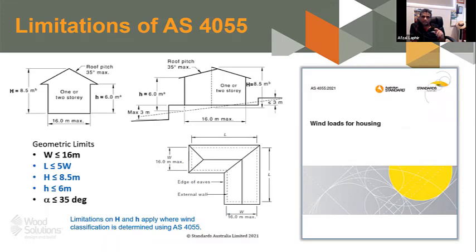Also, I mentioned previously that there are a couple of geometric limitations which are governed by the loading code you'll be using. With AS4055, the maximum height is 8.5 meters, and the height to the eaves, which is the distance from the average ground level to the underside of the eaves, shall not exceed 6 meters. There's another limit exclusive to AS4055, which is the length: length shall not exceed 5 times the width. Whereas the 16 meter width restriction and the roof pitch of 35 degrees are already part of AS1684.